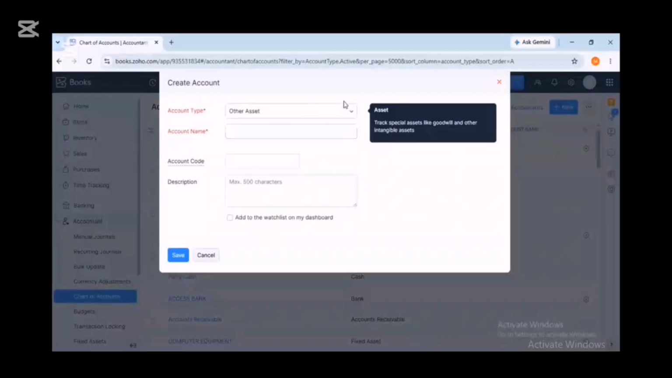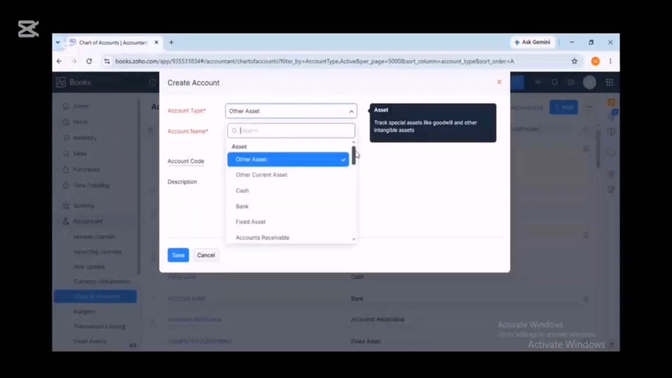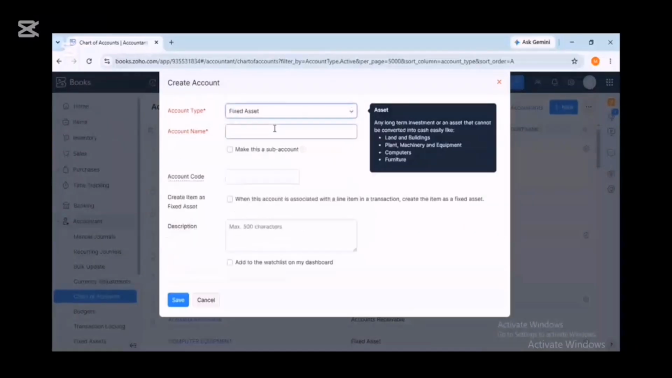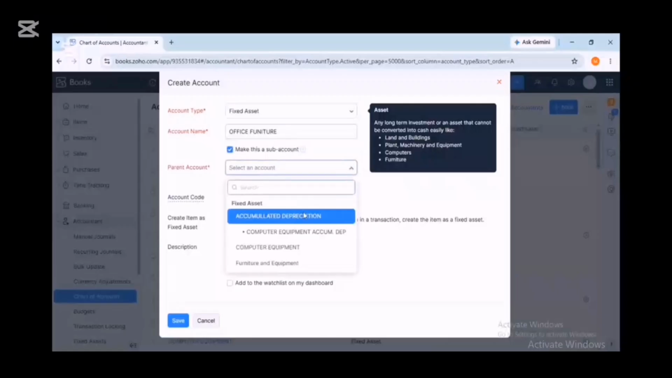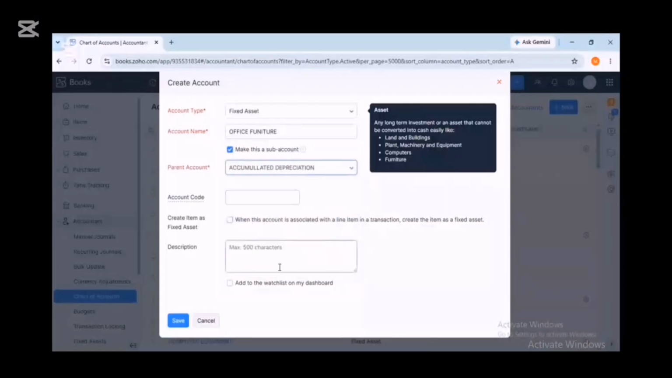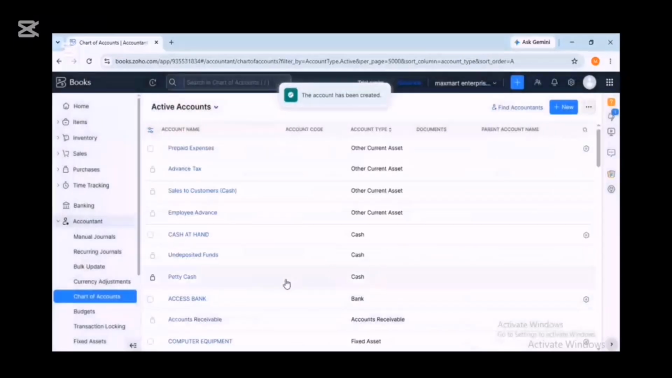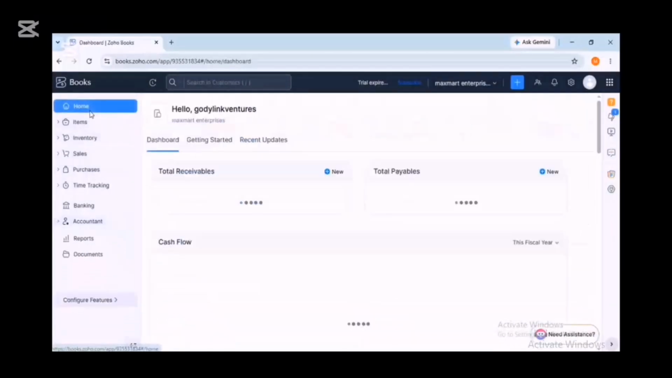So let's add another accumulated depreciation account. This one is for the furniture. First of all, we select the type of account, fixed asset. It is a counter fixed asset account. Then let's put the name: office furniture accumulated depreciation. Let's save. That's that. So let's return home.